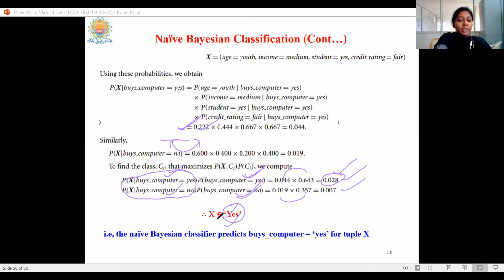S, ultimate class of X. So here the classification result obtained is what? The result: the Bayes classifier assigns X to the class computer equals yes. And the same thing I'm going to repeat in the next class.